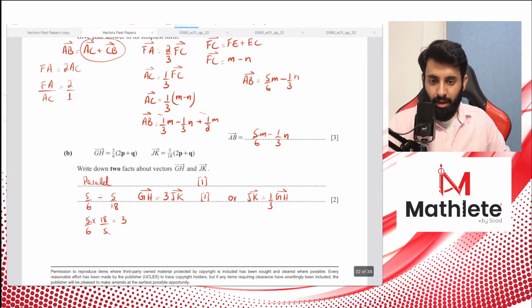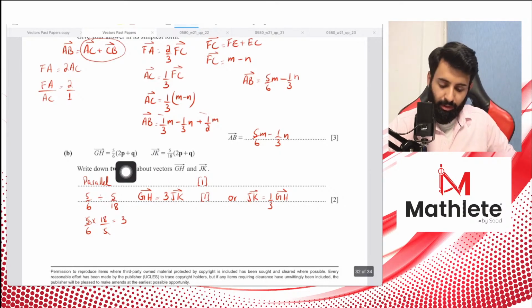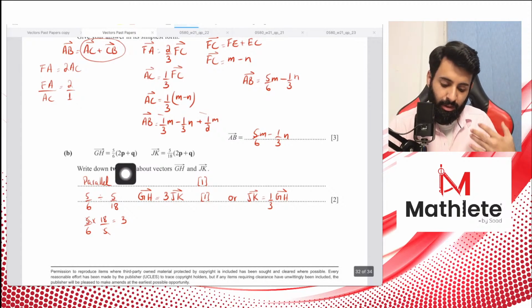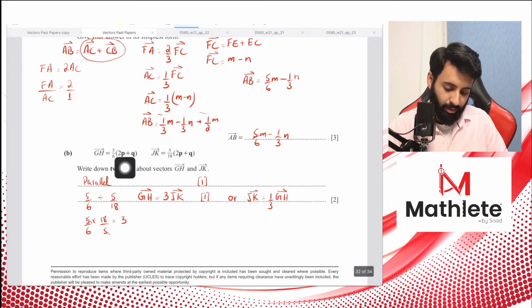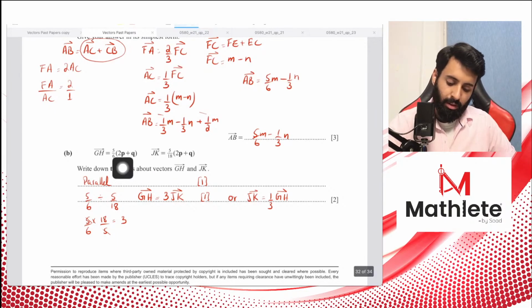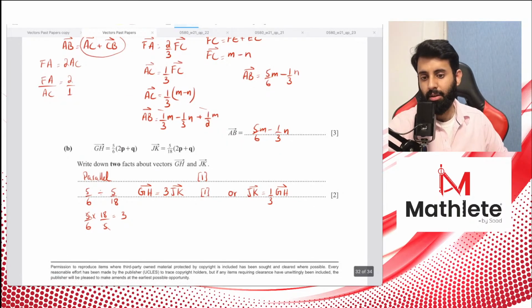How do you tell if they're parallel? You can see the vectors that they have. Both of them have 2p plus q. The only difference is the ratio. That's exactly the case with parallel lines. When two lines are parallel, their gradients are the same, but their lengths are different. So think of a vector as a gradient. Both these vectors have the same gradient. The only thing that's different is the ratio in which they are parallel.